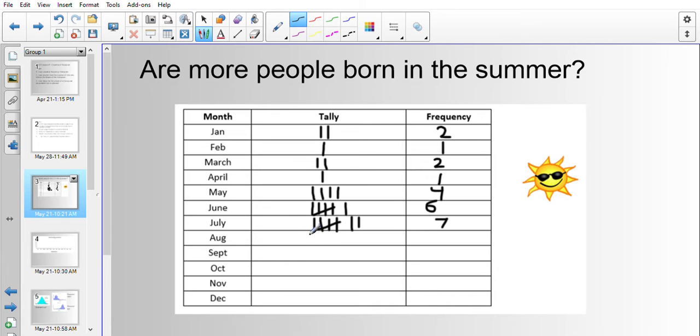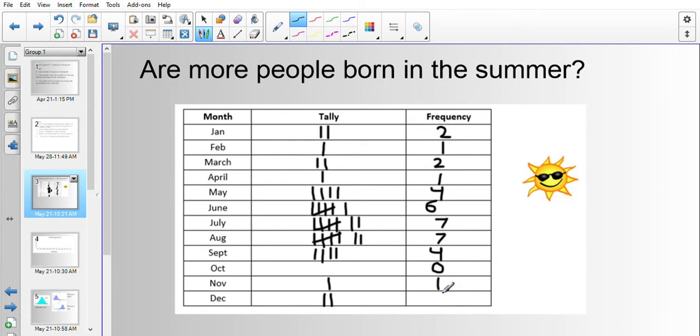Okay. In August, there were also 7 people born. So I'll put 7 hash marks and I'll write a little 7. Let's see, in September there were 4. In October there were 0. So I'm going to leave the tally column blank, but I'm going to put a 0 right there. In November there was 1. And in December there were 2.